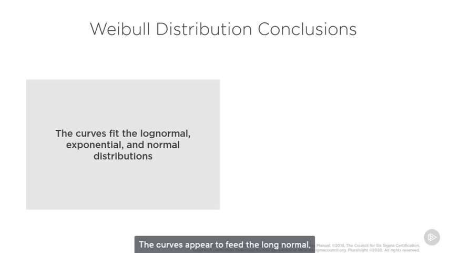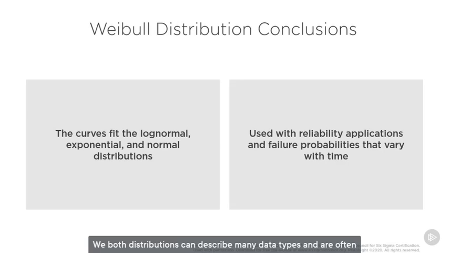The curves appear to fit the log-normal, exponential, and normal distributions respectively, even though they each also fit the Weibull distribution. Weibull distributions can describe many data types and are often used when working with reliability applications and failure probabilities that change or vary with time.